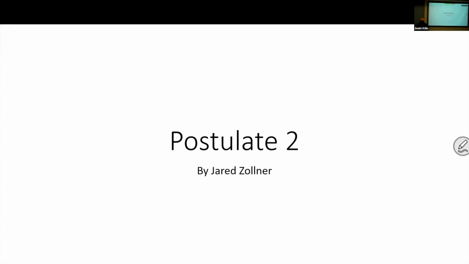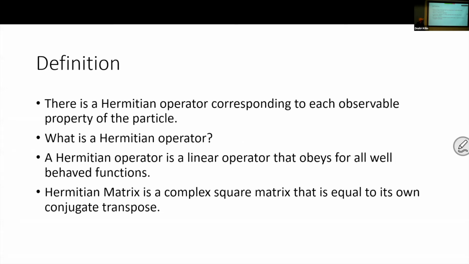Okay, good. All right. So I had the second postulate of quantum mechanics, and it states that there is a Hermitian operator corresponding to each observable property of a particle. So what is a Hermitian operator? A Hermitian operator is a linear operator that obeys the Hermitian condition for all well-behaved functions.